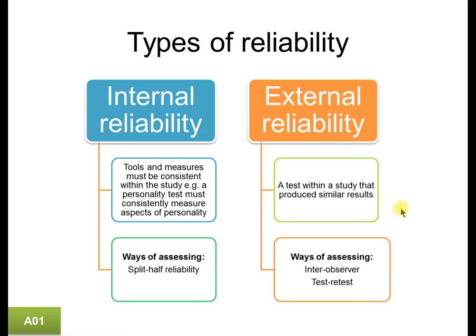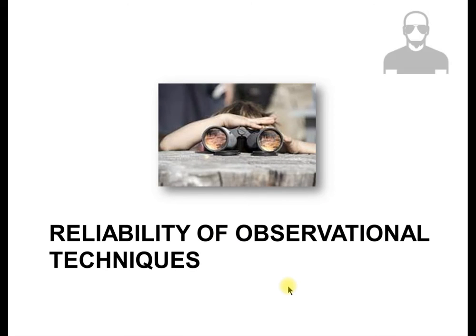So if you're carrying out an experimental method, they should produce similar results each time. Caffeine, for example, if our hypothesis is that caffeine has an effect on memory, this should be consistent in order for it to have external reliability. We can have a look at ways of assessing this as well. So, reliability of observational techniques. We'll go through each of these research methods and look at how reliability applies to them and how we can even improve reliability.